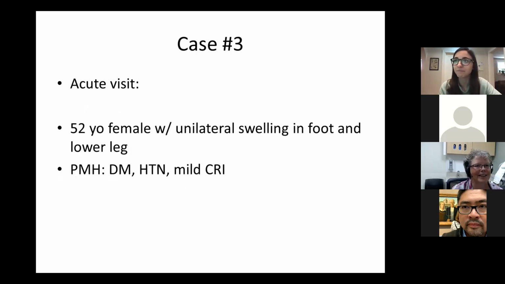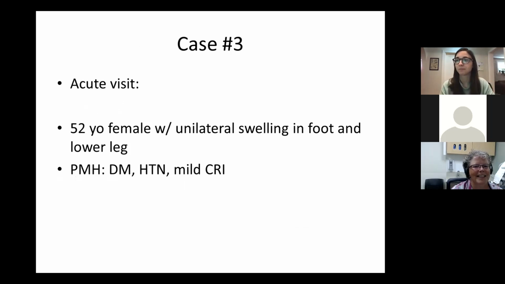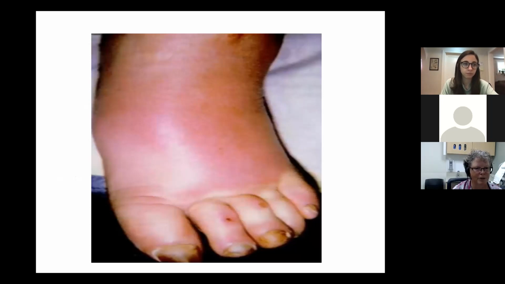Great, okay. Case 3. We have a 52-year-old female who came back for a follow-up visit, an acute visit. A 50-year-old female with unilateral swelling of the foot and lower leg. She has diabetes, hypertension, and some mild chronic renal insufficiency. What do we do with a red, hot, swollen foot? This is a fun one.